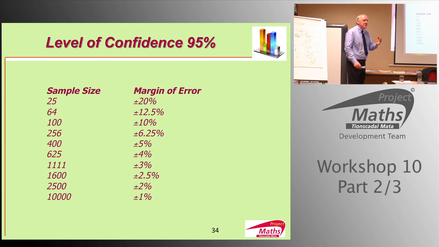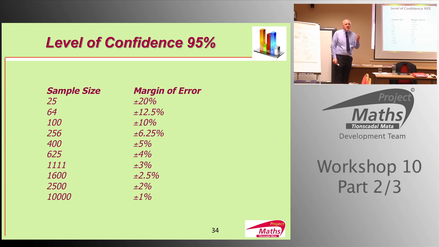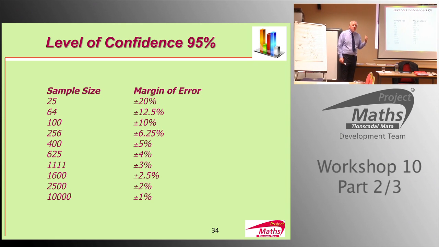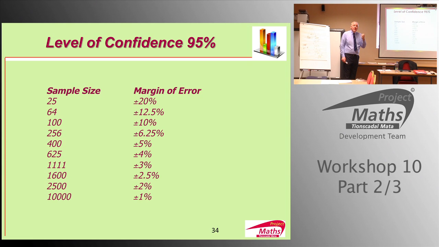Our margin of error: sample size of 25, 20%. Sample size of 100, 10%. What do we notice? A nice question to ask students is, if you double the sample size, do you halve the margin of error? No. In fact, you have to go four times the sample size to halve the margin of error. And look as we go down through it, lads, 400 is 5%, 1600 to get to 2.5%.